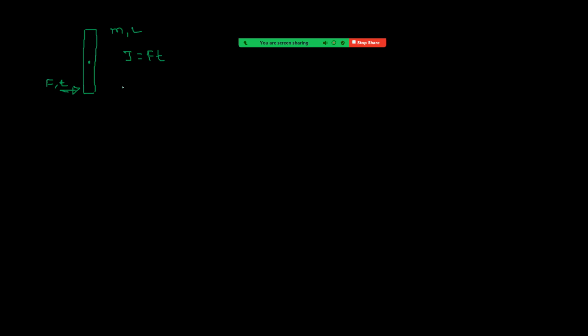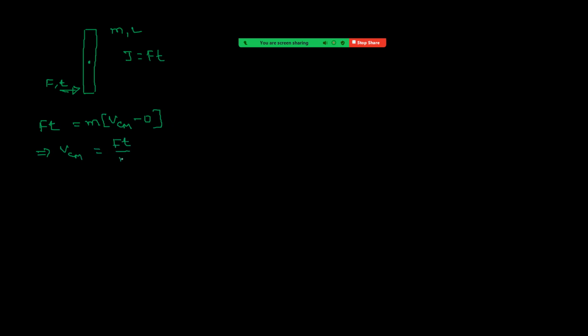Now see what we can write. An impulse J is given. Impulse equals change in momentum. So for the center of mass, impulse F into t is equal to change in momentum, that means mass into final velocity. So I'm taking V_CM minus 0. From this we get V_CM, the velocity of the center of mass. So directly we can say it is Ft by M.